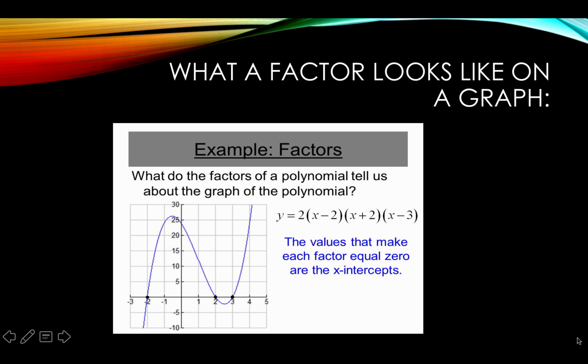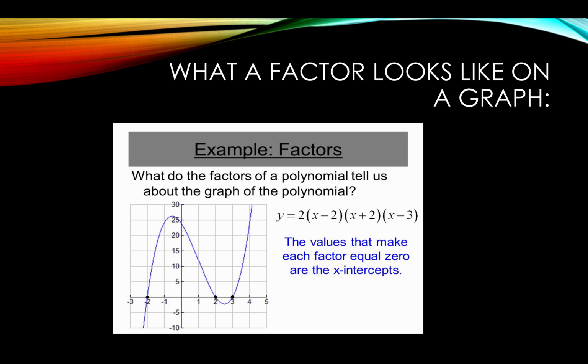Now let's look at factors on a graph. This example here has 4 different factors that are next to y equals. What you have to do is take the values that make each factor equal 0, and that is then the x-intercept. The x-intercept is where it crosses through on the x-axis. If I take the first factor of 2 and set that equal to 0, we would get a not true statement. So that would not show up on the graph.